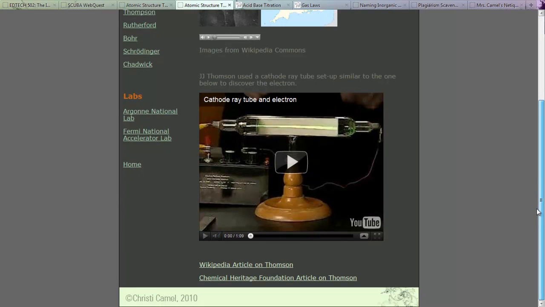Some pages included video as well as articles on those different scientists.